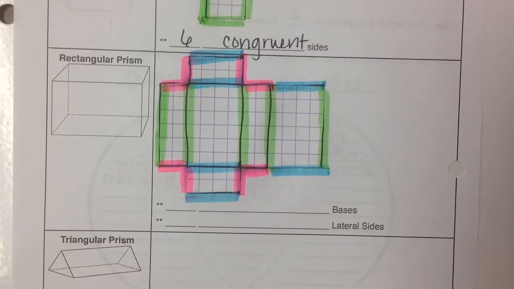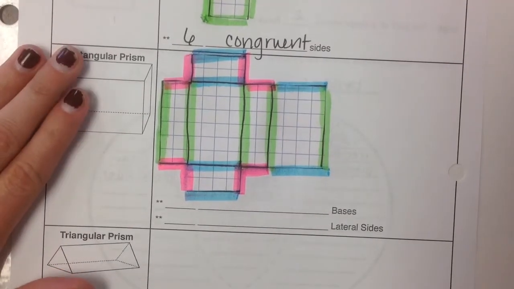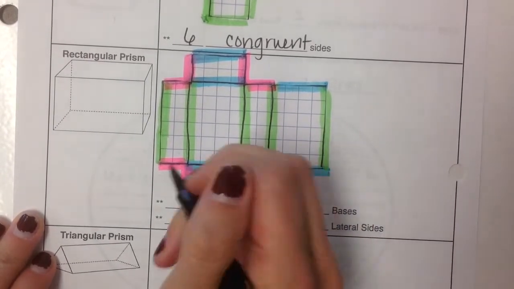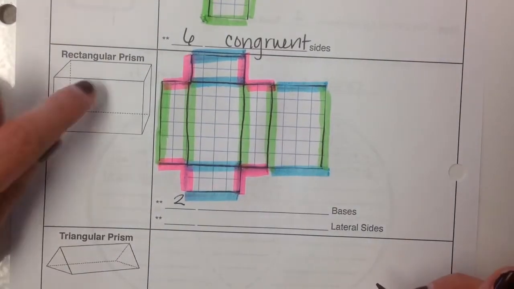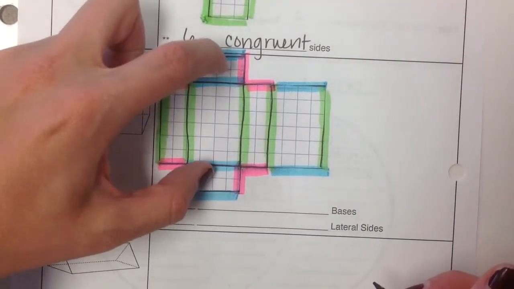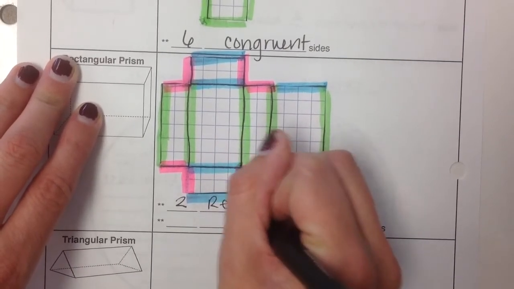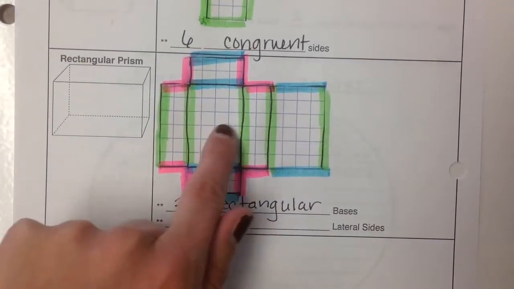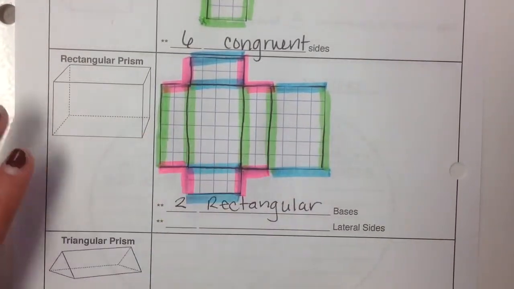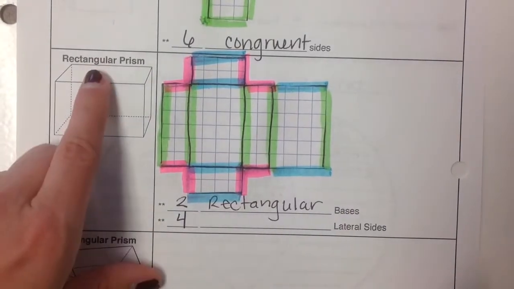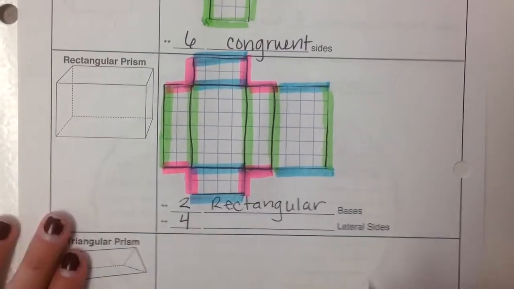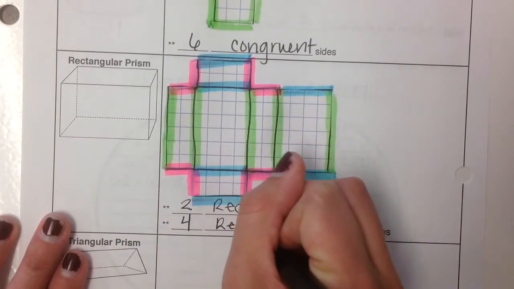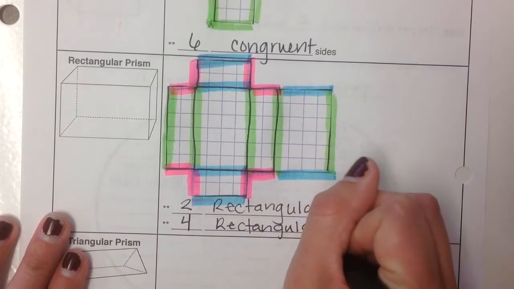Then, if we're thinking about what makes the net of a rectangular prism, we want to think about comparing the bases and the lateral sides. As we said, every single prism has 2 bases. And since this was a rectangular prism, it has 2 rectangular bases. Then our lateral sides, the 4 sides going across. It has 4 lateral sides because it's a rectangular prism which has 4 sides. So 1, 2, 3, 4. And the shape of those are rectangular because, as we said, all prisms have rectangular lateral sides.